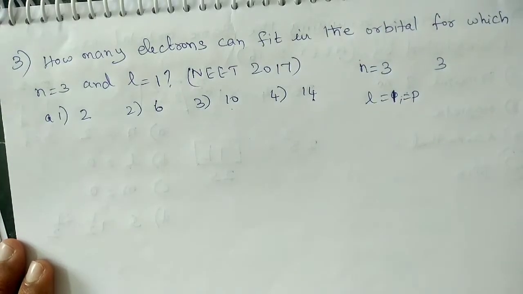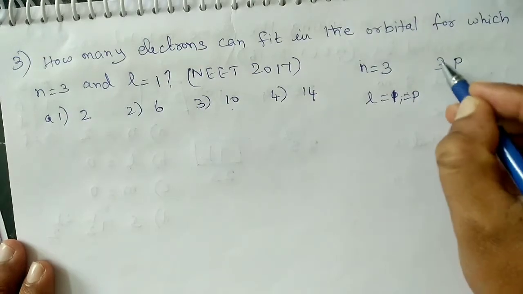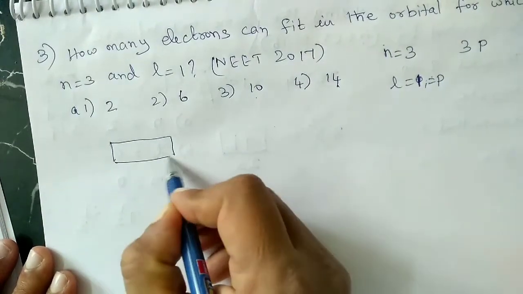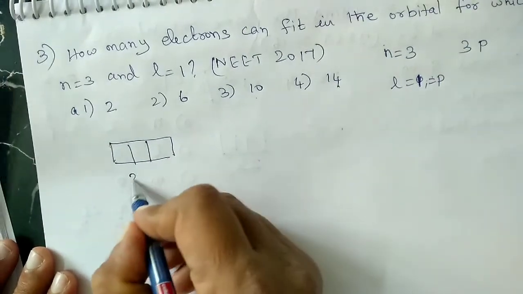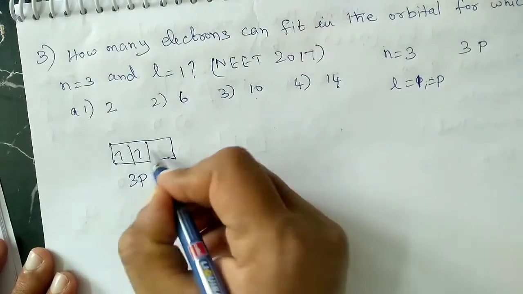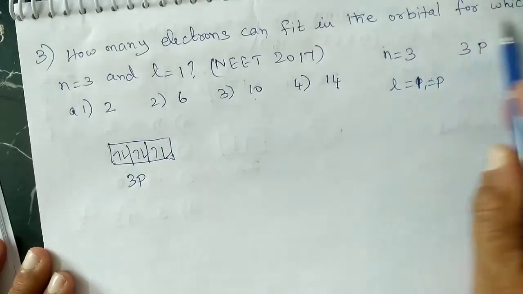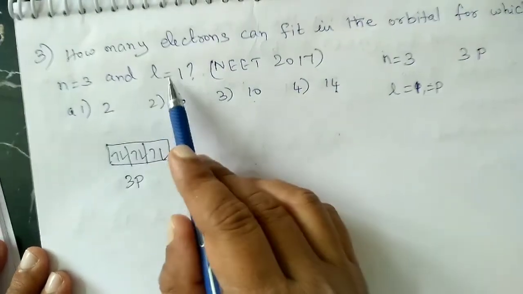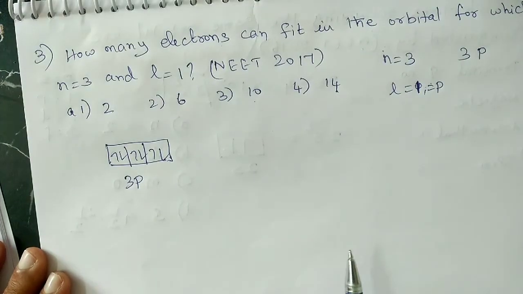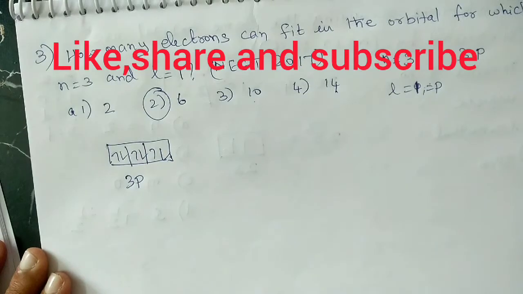For l equal to 0 it is s, and for l equal to 1 it is p. So it is the 3p orbital. Write the structure of the 3p orbital. The maximum number of electrons occupying the 3p orbital is 1, 2, 3, 4, 5, 6. So the question asks for the maximum number of electrons that can fit in the orbital for which n is equal to 3 and l is equal to 1, and it is 6 electrons. So option 2 is the correct one.